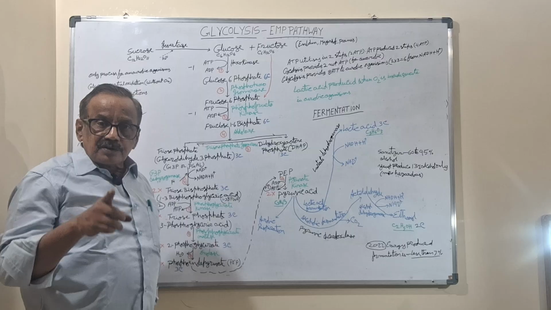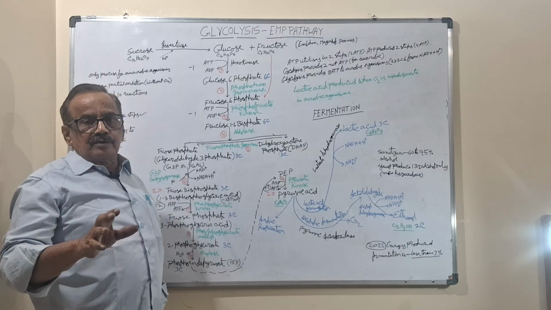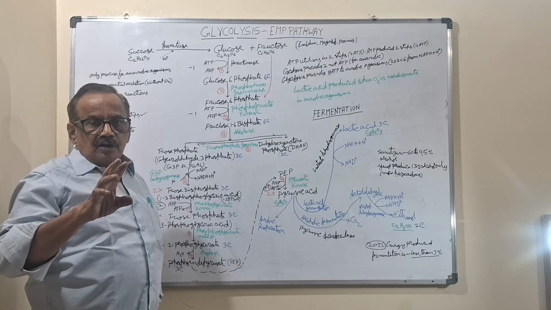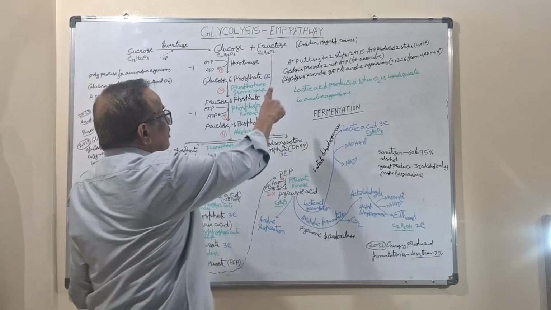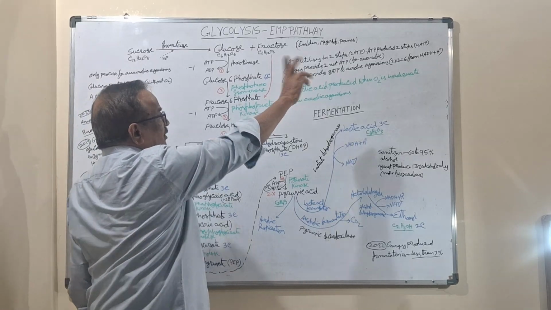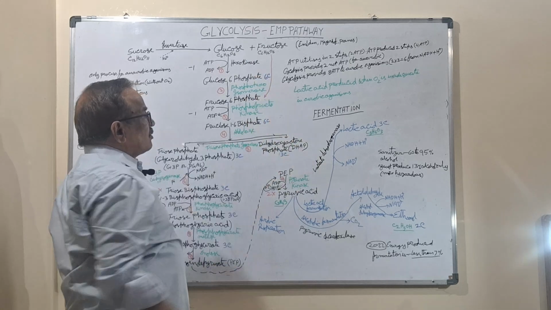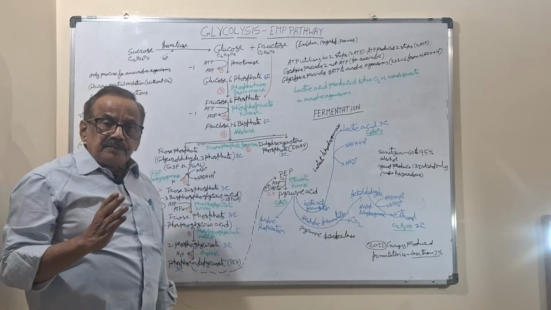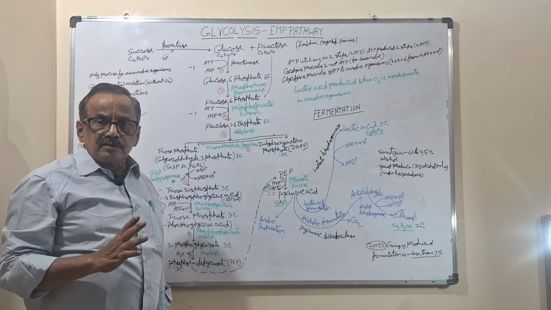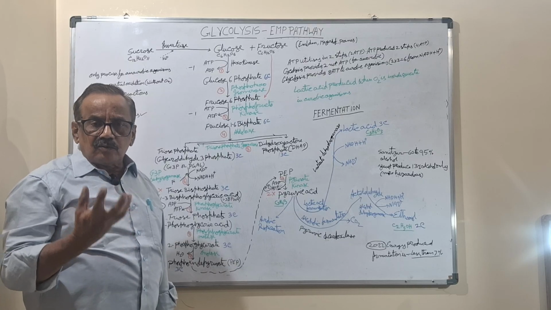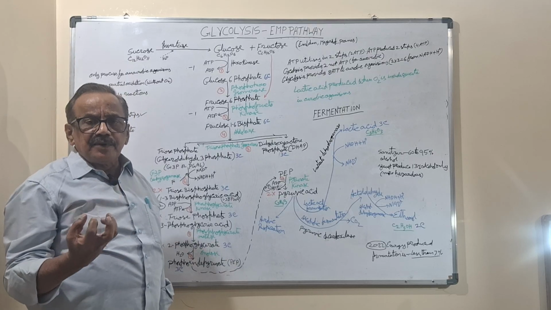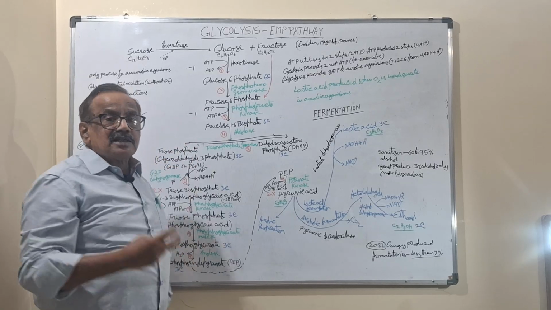If we ask the question, how many are produced? 4. How many are utilized? ATP is utilized in 2 steps, and glycolysis provides 2 net. That is, 4 ATP are produced and 2 are utilized. So the net gain in the form of ATP in glycolysis is 2 ATP.